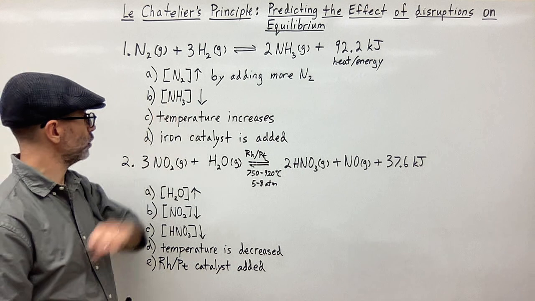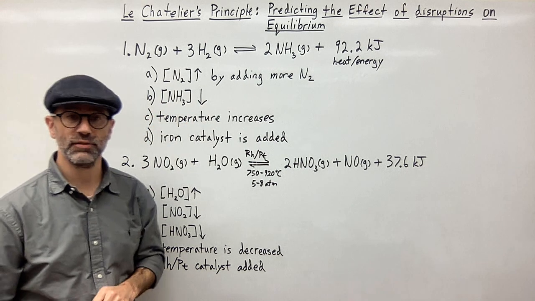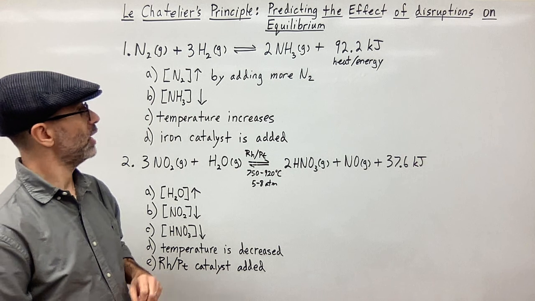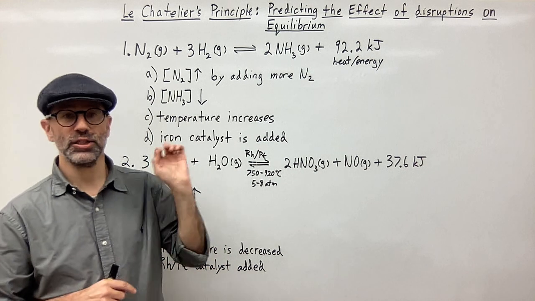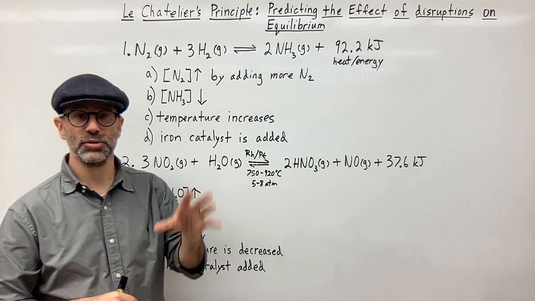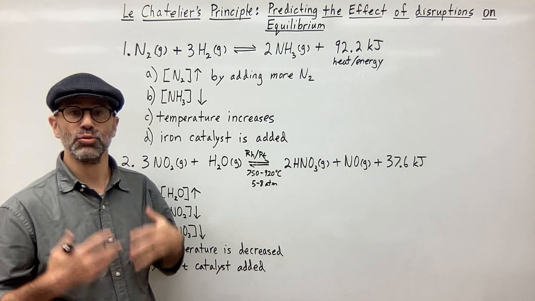For B, we're decreasing the concentration of NH3. So NH3, again, whatever you do, whatever stress you put on the system, whatever disruption, the system, according to Le Chatelier's principle, is going to undo that.